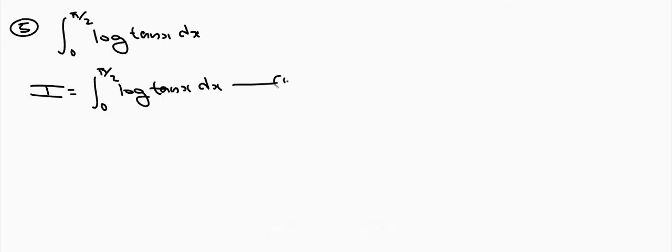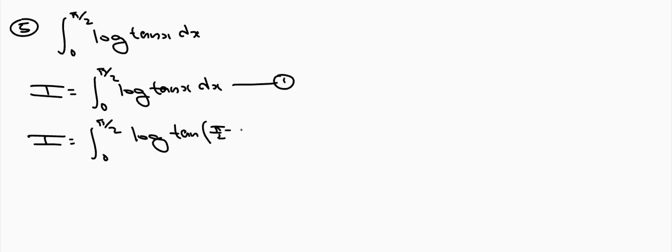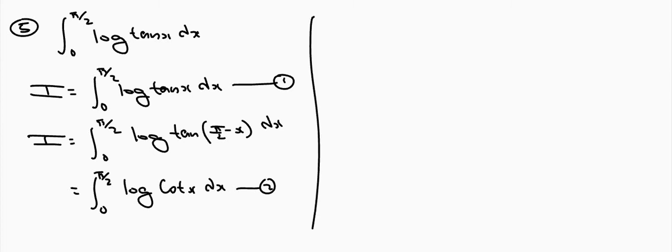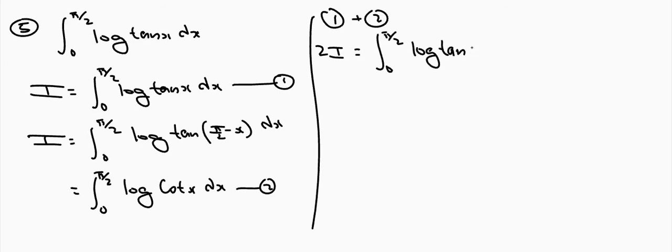Equation number 1. Then applying fifth property, we get 0 to pi by 2 log tan, replace x by pi by 2 minus x dx. We get 0 to pi by 2 log tan 90 minus x is cot x, log cot x dx. Equation number 2. As usual, we add equation number 1 and 2. We get 2I equals 0 to pi by 2. First integrand is log tan x. The second one is log cot x, log a plus log b form.